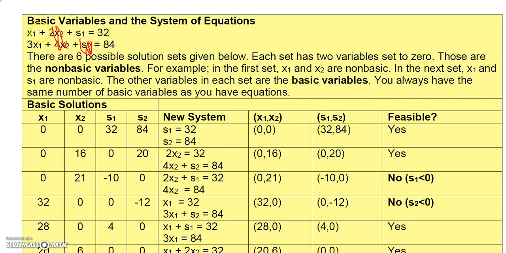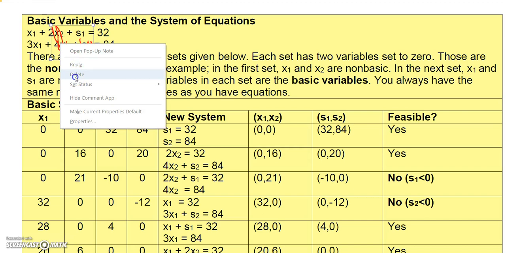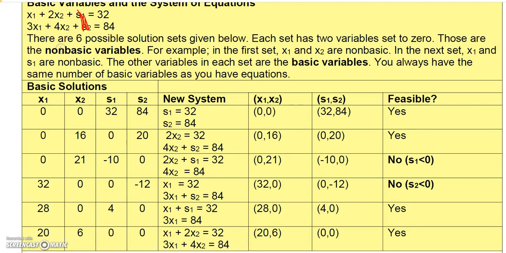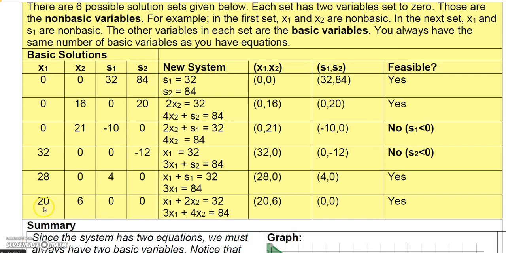And then finally, I could let S1 and S2 be non-basic so that they disappear. And then the solution would just be the intersection of these two lines, which we know is the point from working with these earlier. So X1 would be 20, X2 would be 6, and S1, S2 would be 0, and that would give me 20 for X1, 6 for X2, and 0 for S1 and S2, and that would be feasible.